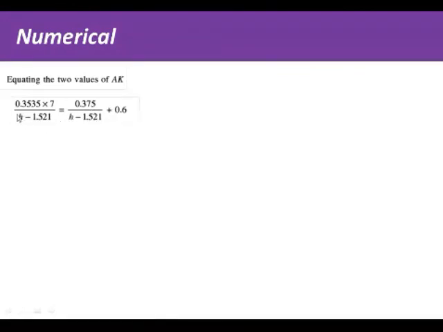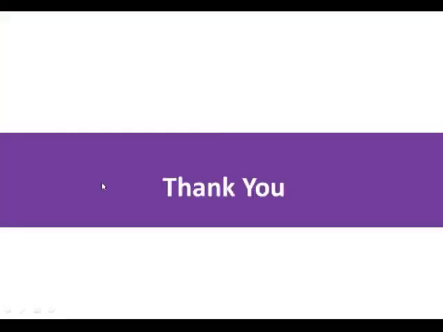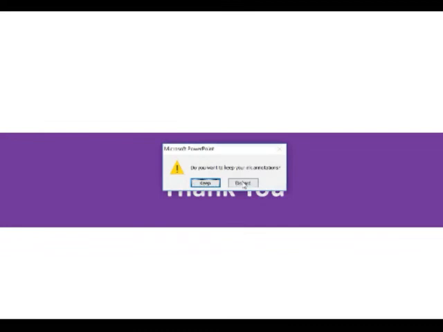You can multiply this entire equation by H minus 1.521. So here it will cancel, here it will cancel, and here it will multiply. So you can solve this equation. There is only one unknown, that is H. On solving this, the value of H comes out to be 5.02 meter. So today we will stop here.